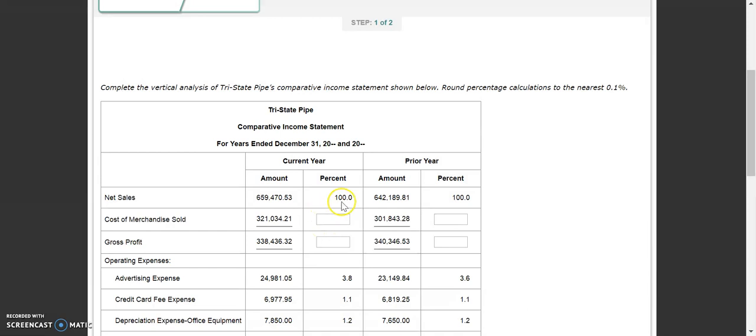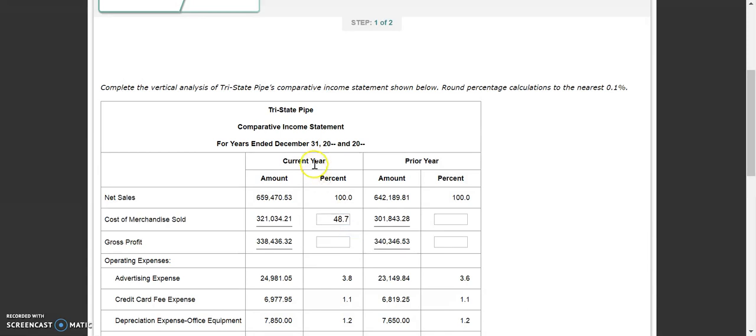Remember that since net sales is always at the 100% when we're doing a vertical analysis, each of our amounts is going to be compared to that. So starting off here, we are going to do our cost of merchandise sold. We're going to take the 321,000 and change and divide that by the 659,000, which is net sales. And when you do that, you should get a percentage of 48.7. So you can go ahead and add that in there.